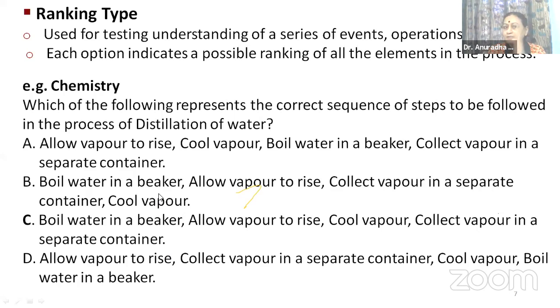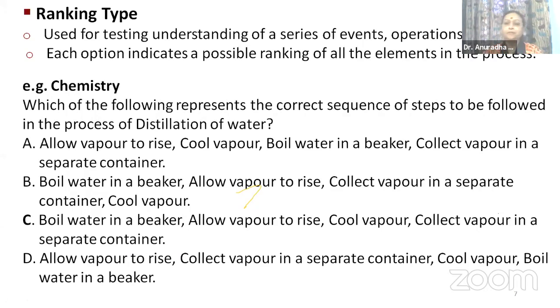And the student has to look at, okay, distillation, what has to be done first? Okay, you first must boil water in a beaker. Then what happens after boiling, vapor will rise. Once the vapor rises, you allow it to cool. Once it cools, you collect it somewhere else. These are the basic steps in distillation. So he will look for all these, think of what distillation involves, and then choose the right answer based on this kind of thinking.